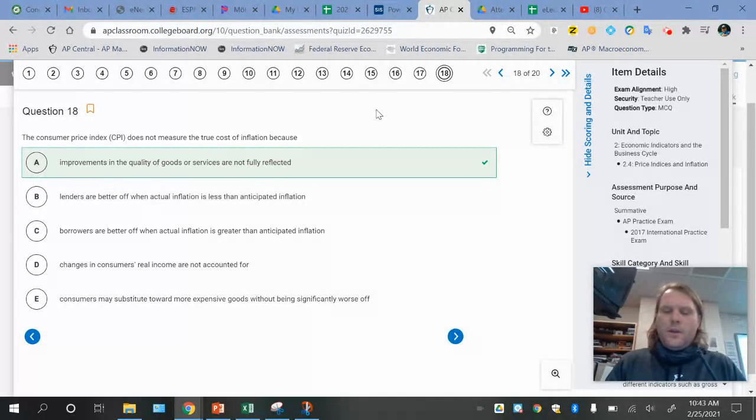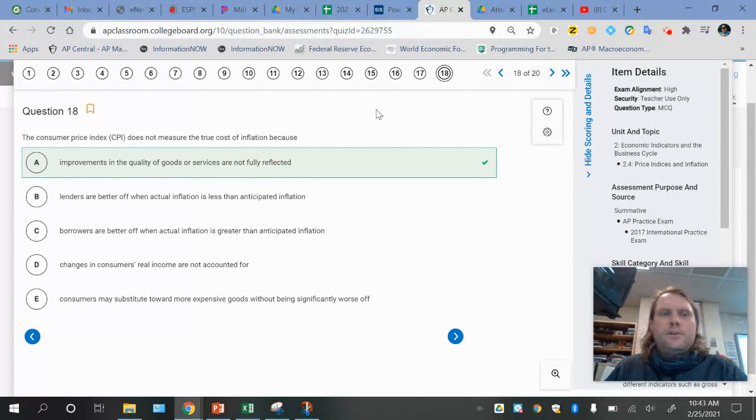People can substitute. People can buy in bulk. The quality of goods and services aren't necessarily always reflected, and that's our answer. The example that we use in our notes way back when is the quality of car tires, or even cell phones. You can use the same cell phone for a lot of years now. That wasn't always the case back in the flip phone world. Okay, so anyway, those are some of those inaccuracies.